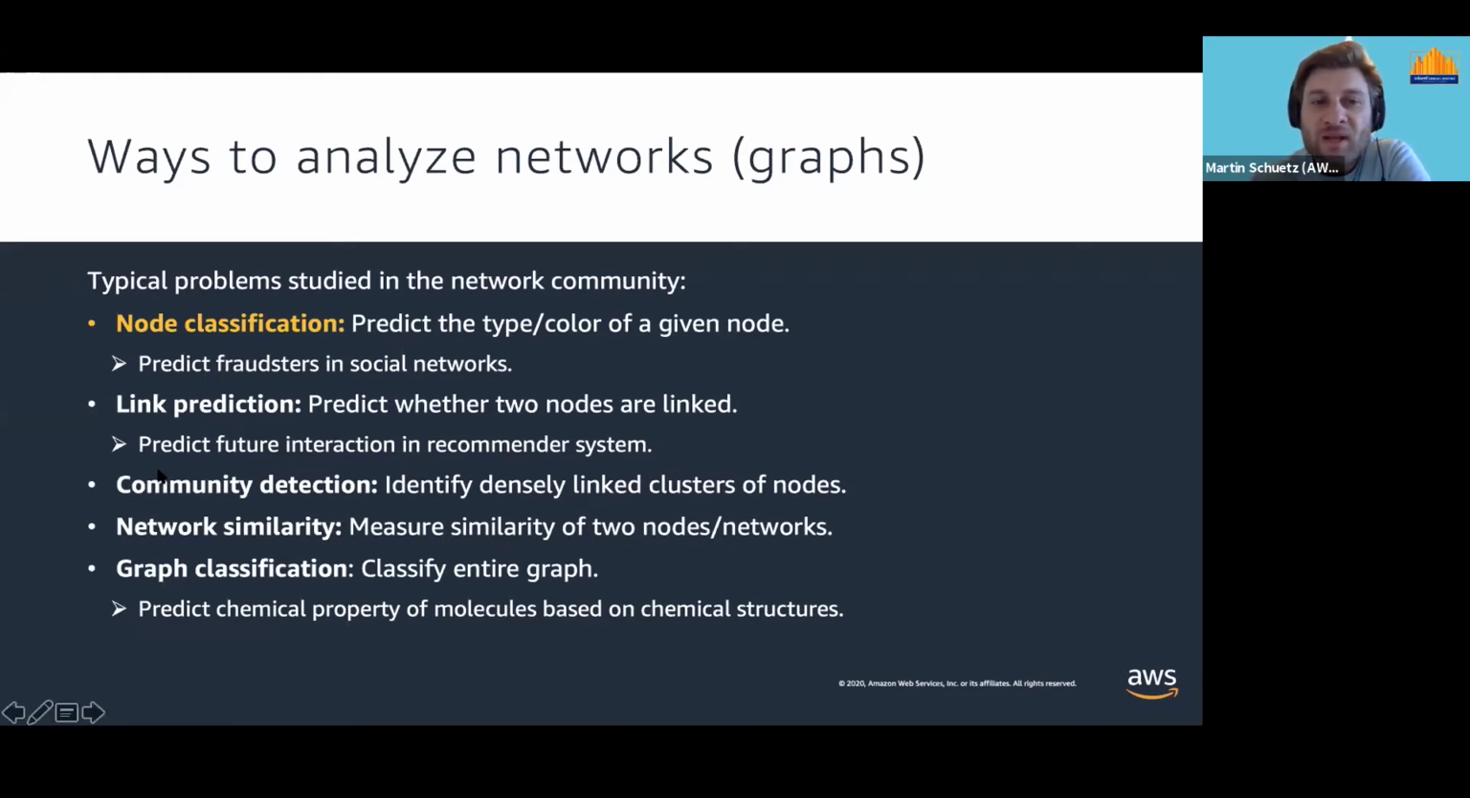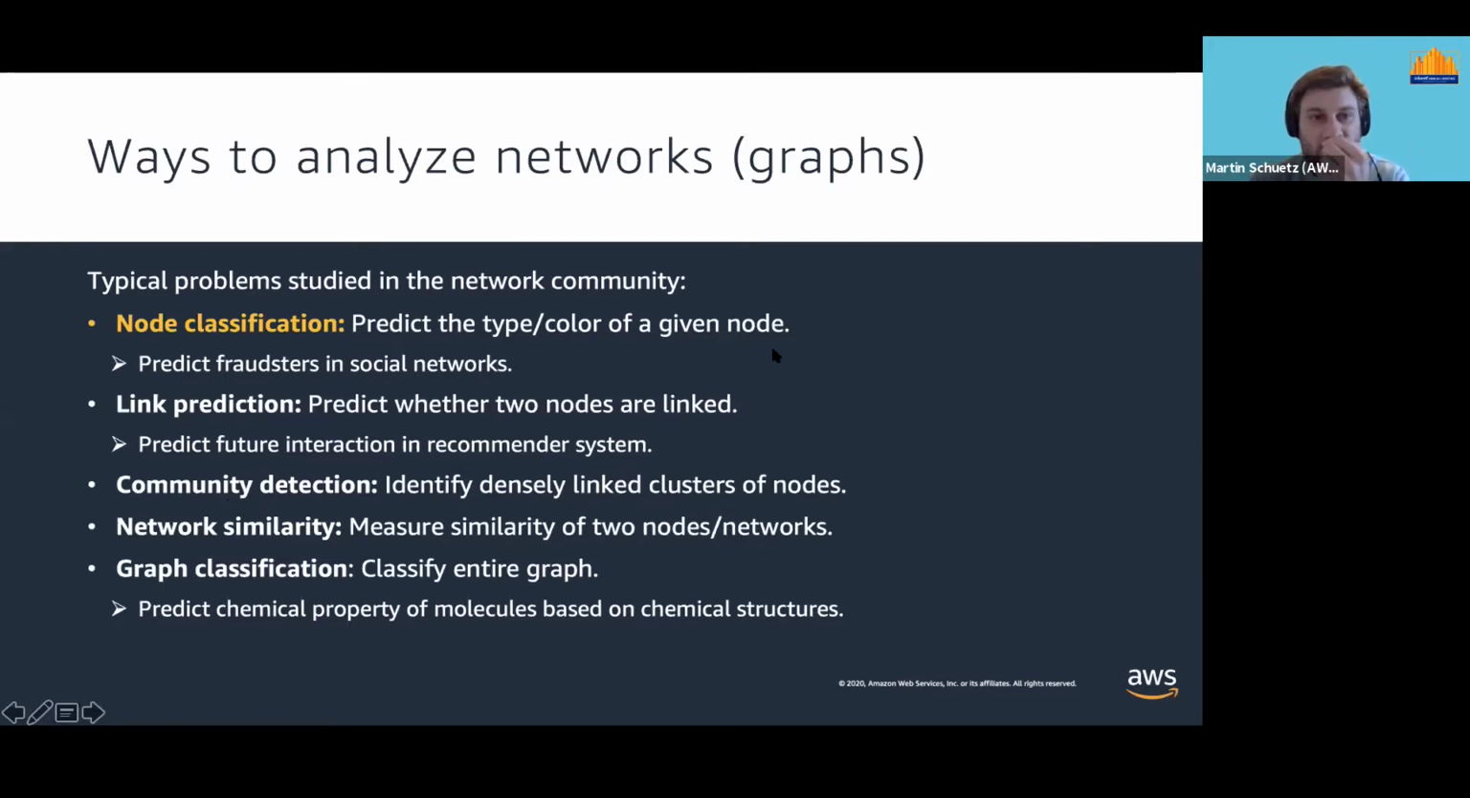Link prediction, take for example, future interaction in a recommender system. So whenever you go on Amazon, that is the kind of prediction. If you are recommended different items for your next purchase, this is what happens behind the scenes, kind of link prediction. Community detection: identify densely linked clusters of nodes, clusters of fraudster rings, for example. And so on and so forth.